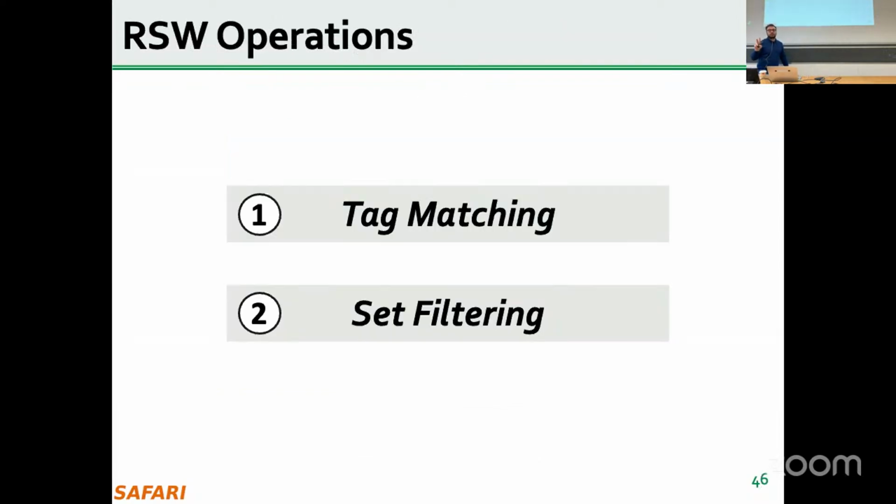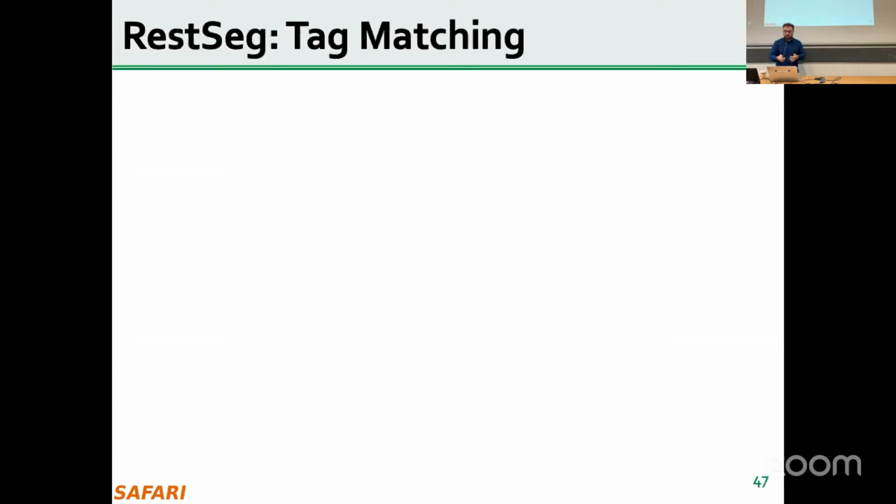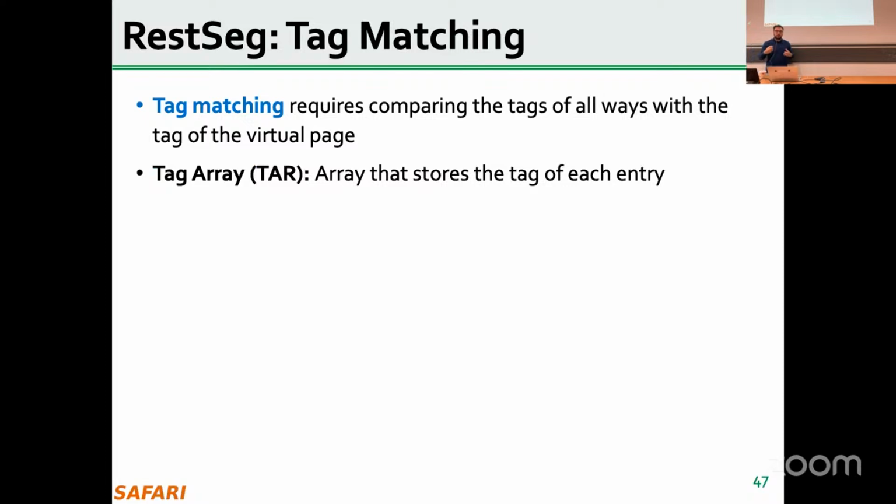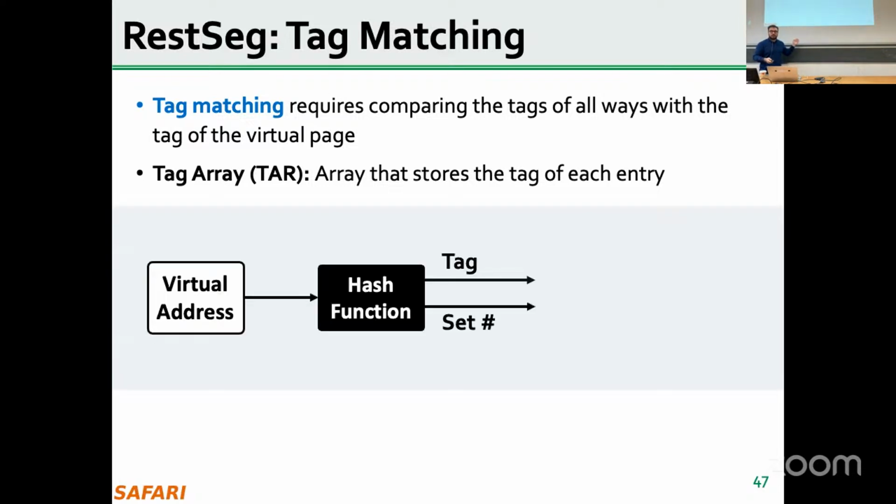Two operations: tag matching and self-filtering. Tag matching is analogous to what happens right now in hardware caches. Tag matching requires comparing the tags of all the ways in my set with the tag of the virtual page that I want to access. To enable this, we use a tag array that stores the tag of each one of the entries. We take the virtual address, and we find out the set index and the tag.